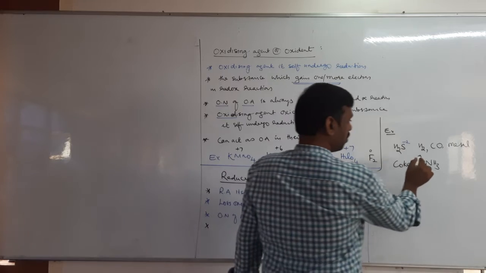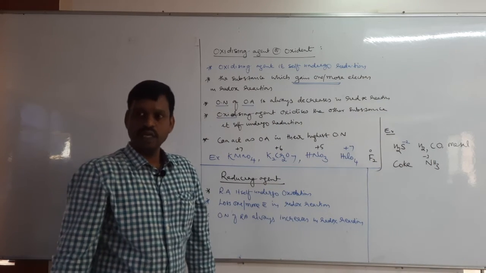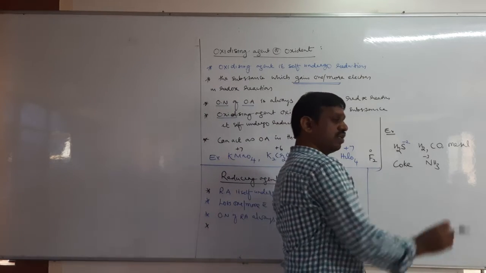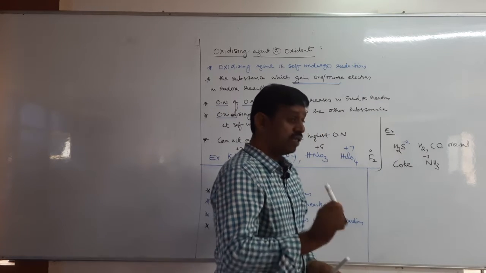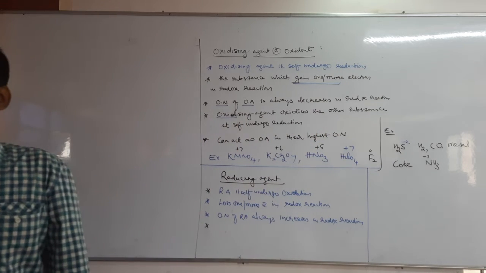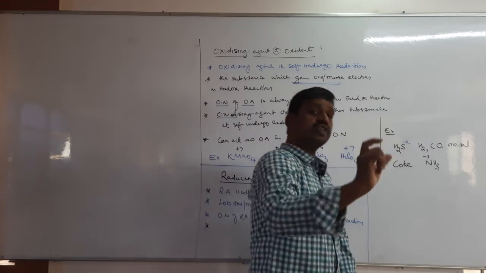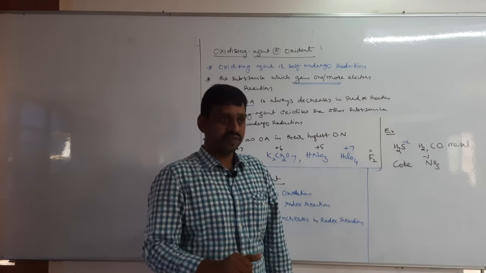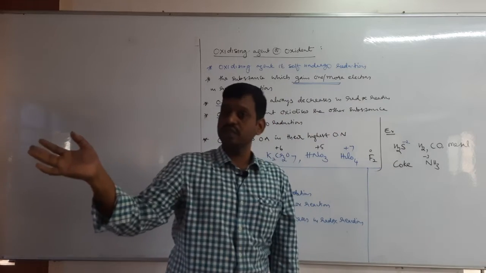Because nitrogen is -3, it is the minimum oxidation state of nitrogen. So wherever compounds have the minimum oxidation state, they can act as reducing agents. But there are some substances that can act as both oxidizing as well as reducing agents. Tell me, in which condition do they act as both? In an intermediate oxidation state. If the compound's oxidation state is intermediate, not highest, not lowest.